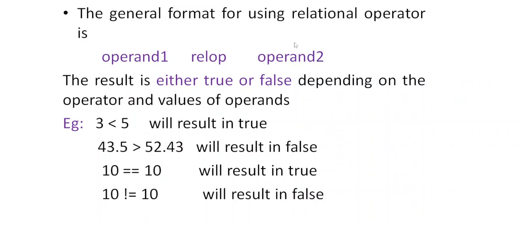Expressions involving relational operators result in either true or false, depending on whether the actual expression is true or false. 3 less than 5: because 3 is less than 5, it will return true. 43.5 greater than 52.43: because 43.5 is not greater than 52.43, it returns false. Similarly, 10 equal to 10, that means whether the value of 10 is equal to 10, will result in true. 10 not equal to 10 will result in false.